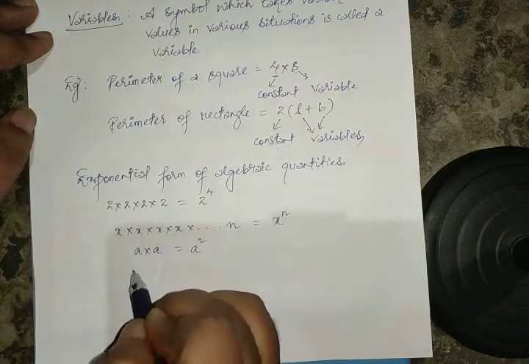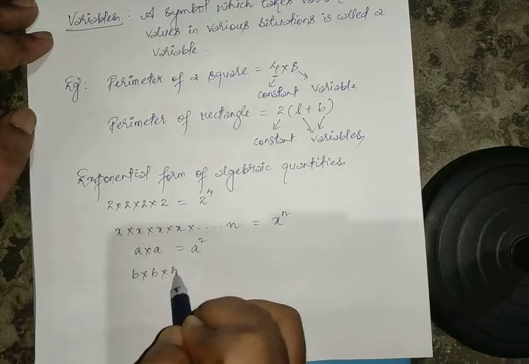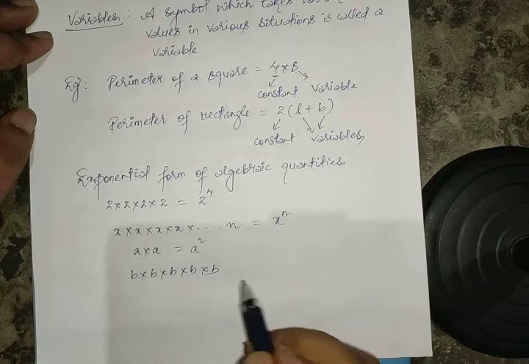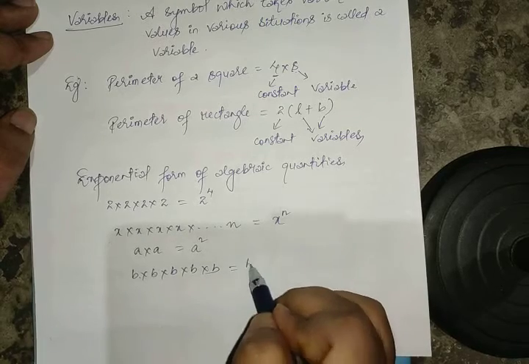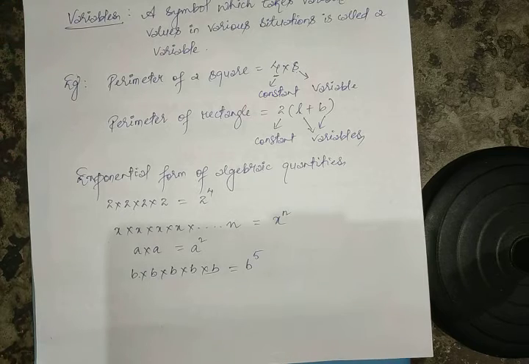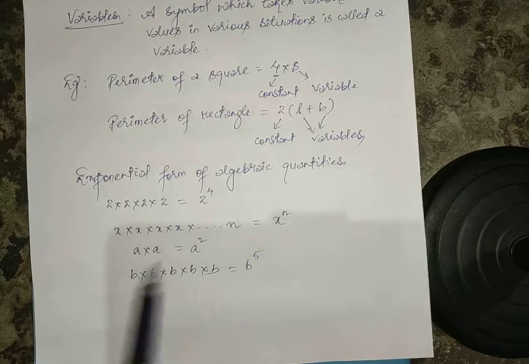Similarly we can write, say, b into b into b. Here b is repeated 5 times, so in exponential form we'll write b to the power 5. So these are some examples of exponential form of algebraic quantities.